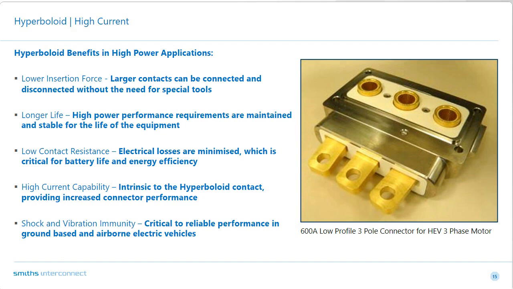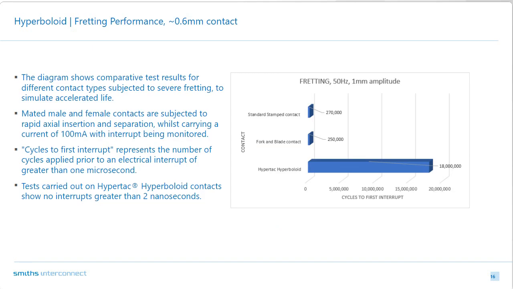I did want to touch on a phenomenon called fretting performance or fretting corrosion. This is a phenomenon where a pin inside of a socket is vibrating in an environment like combat or aerospace, and we see interrupts develop as a result of this vibration. So here you can see a test that was carried out on a 0.6 millimeter socket. We compared the Hyperboloid to the stamped and fork and blade contact.